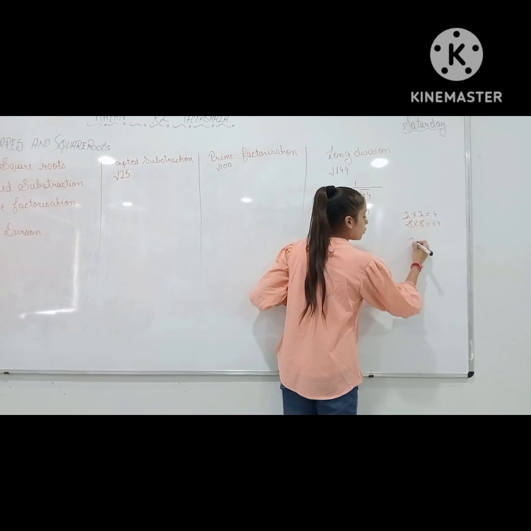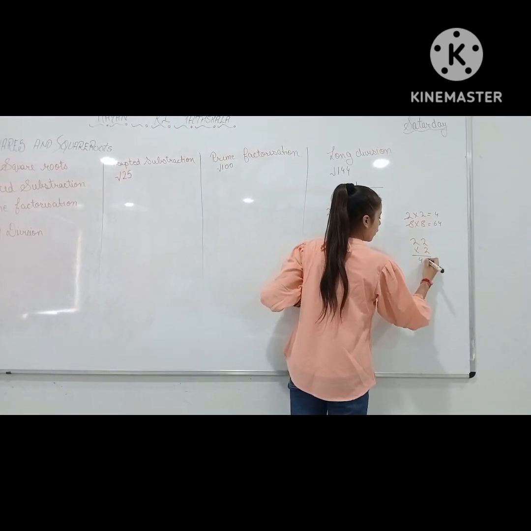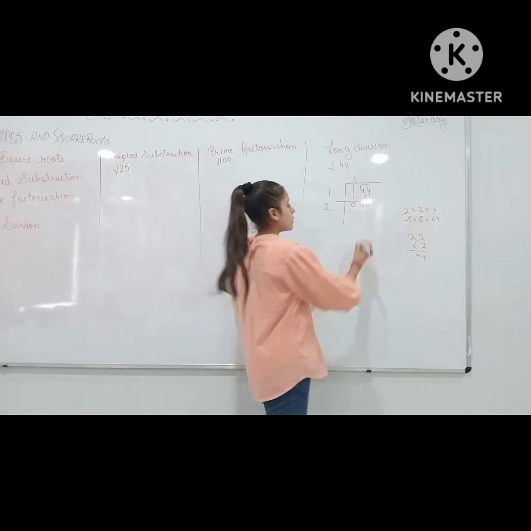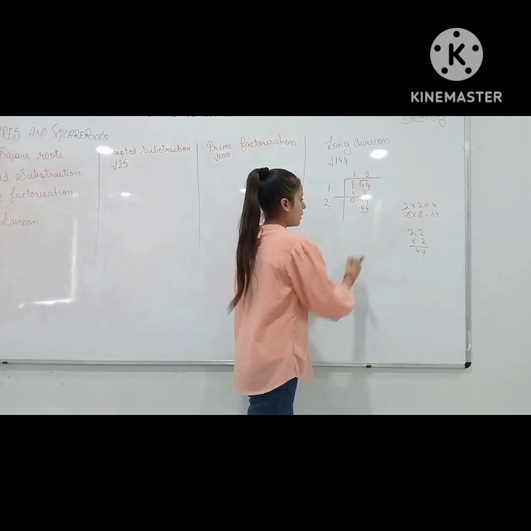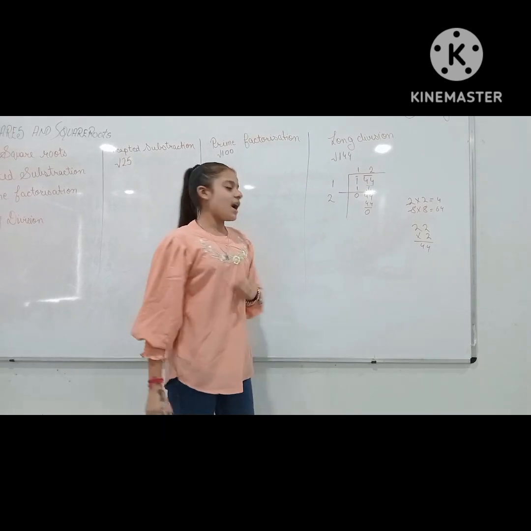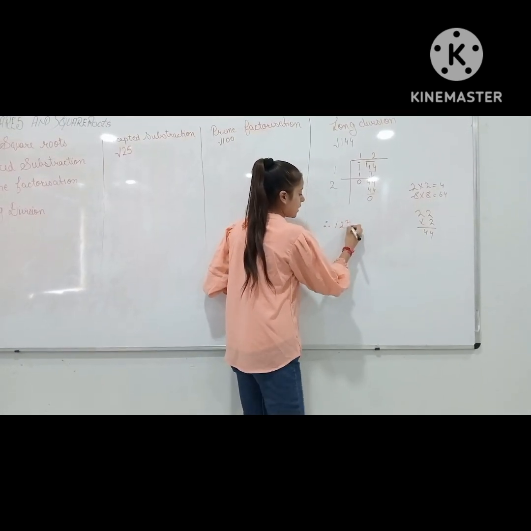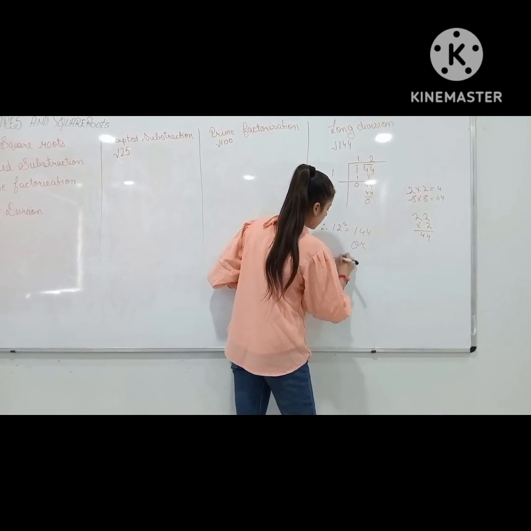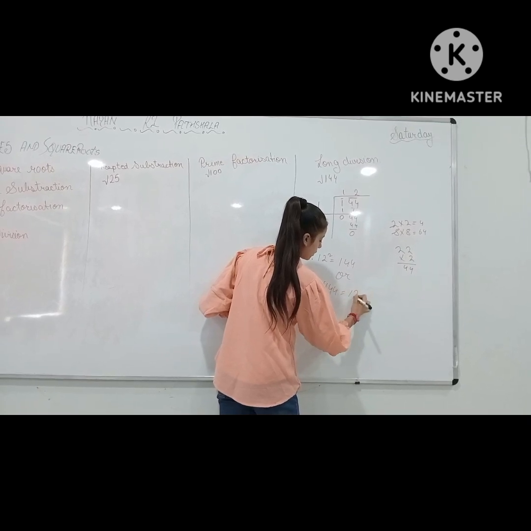That is 22 into 2, which is 44. And what we need is 44. So we will put it here. 1, 2 will come here. This becomes 0 and our answer is 12. Therefore, 12 square is 144 or square root of 144 is 12.